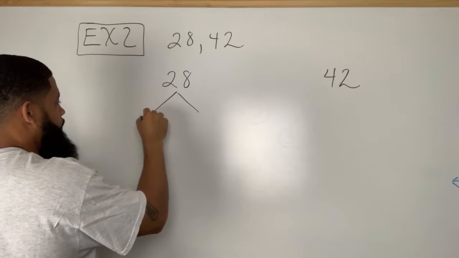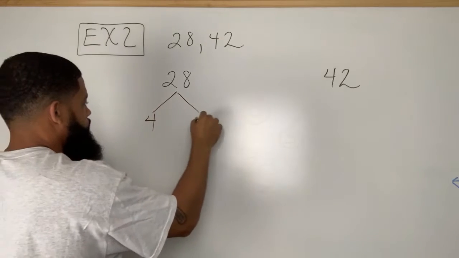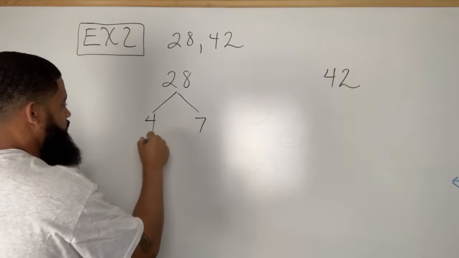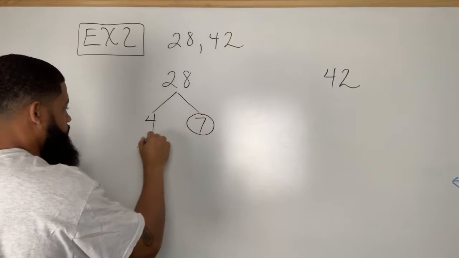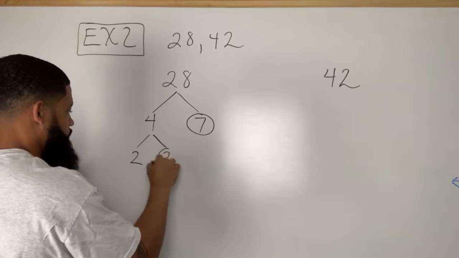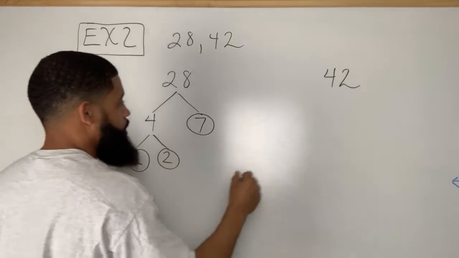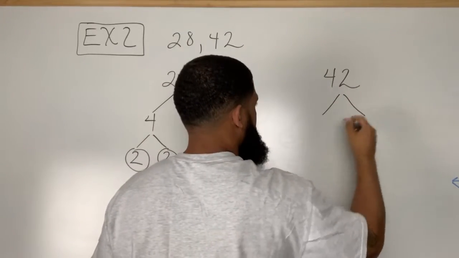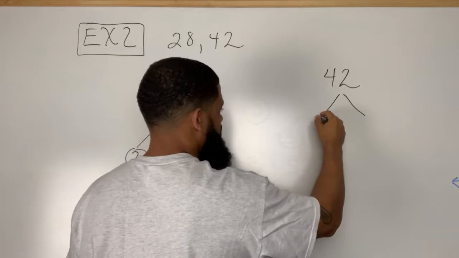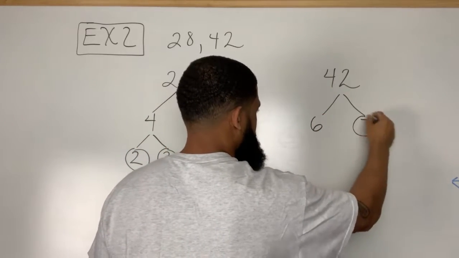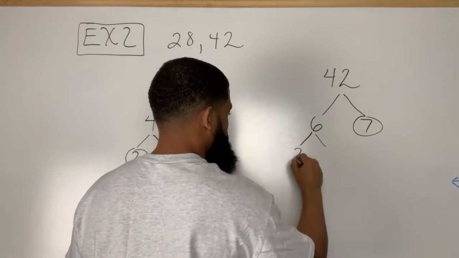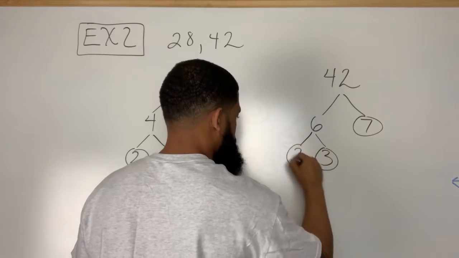All right. 4 times 7 is 28. 7 is prime. Here we have 2 times 2. Let's circle both of those. And then here we have 6 times 7. 7 is prime. 2 times 3. Those are both prime.